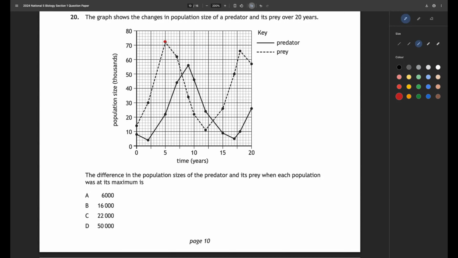Okay, prey this time with the dashed line. We're going to find that up here at 72,000. Okay, so we've got 56,000 and 72,000. So we just do a quick calculation of 72,000 minus 56,000, and we should get 16,000. And there we go. The answer is going to be B for that one. Students can get confused with this because they forget the thousands and they say 72 take away 56 is 16. 16 is not an option, but because it's in the thousands, hopefully people would realise and they would go for B for that one.